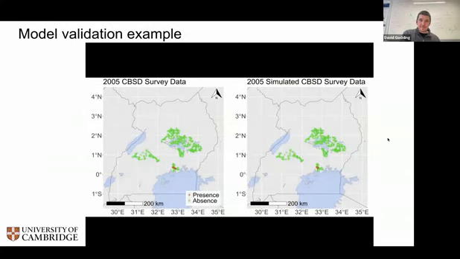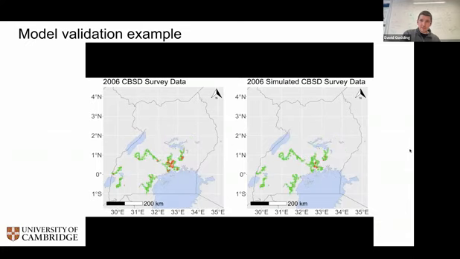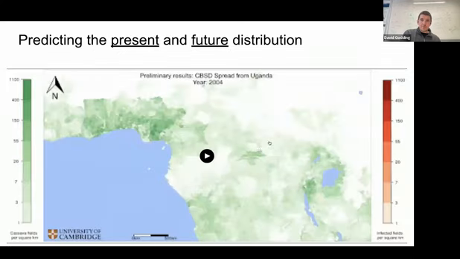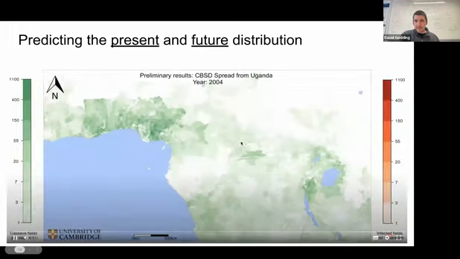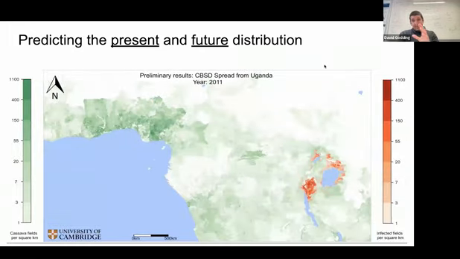Okay, and so then we can go on to questions of predicting the present and future distribution. So we now have our model set up, and that's the tool that you can then use to answer these questions. So this is a single realization, and just a single example of how the epidemic could spread from the parameters that we have.